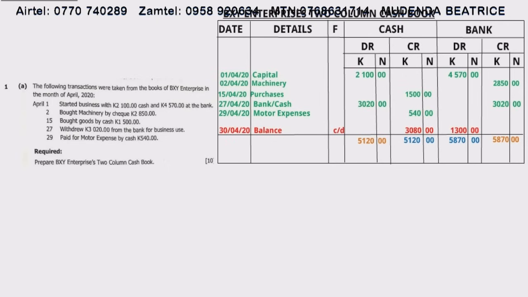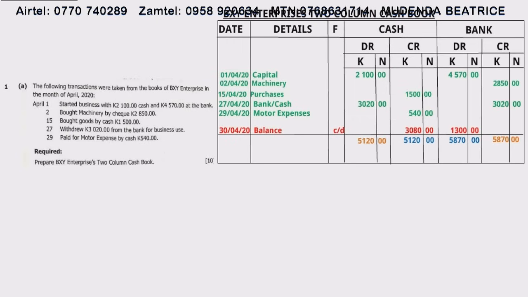5,870. Now, when you look at these numbers which I've written in blue, and you check the numbers that I've put in yellow, you see that these numbers are the same. As a result, we have balanced the cash book there. So you can see the credit and the debit are giving us the same answer in both columns, under bank and cash.